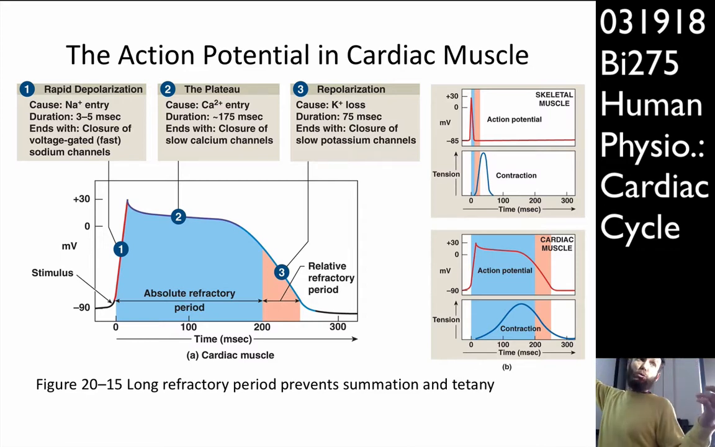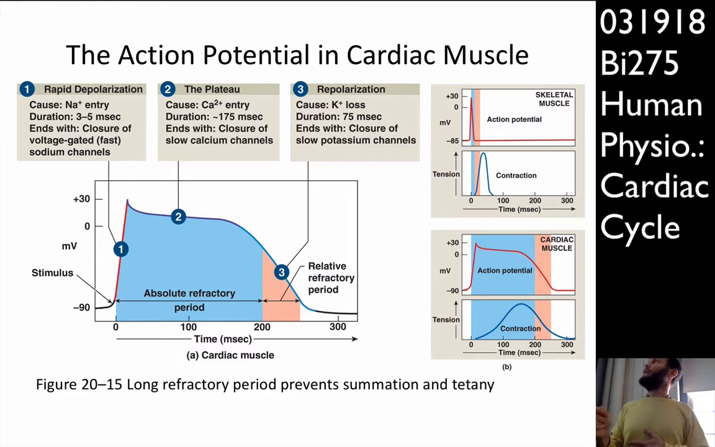The contraction, the actual tension that is generated by that skeletal muscle, is outside of the action potential window in that muscle cell. Whereas here in the myocardiocyte, because there's such a long refractory period, the actual tension and contraction that's happening in the myocardiocyte falls within that refractory window. So that muscle fiber is actually able to relax before it's forced into another contraction.